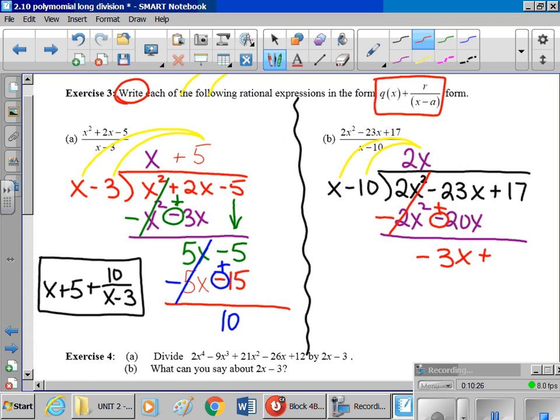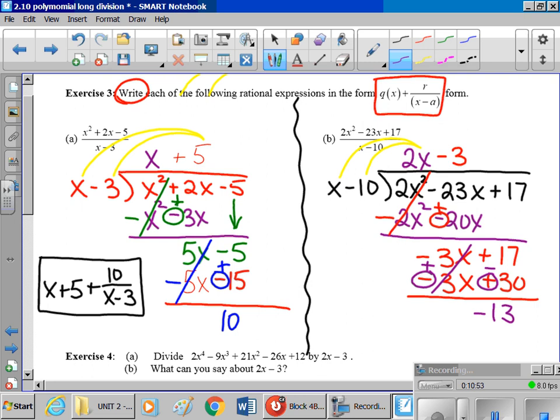Negative 3x plus 17. Now I need to get a negative 3 here, so I'm going to multiply by negative 3. That's going to give me negative 3x plus 30. Make sure you go back and change your signs. So these cancel. Negative 30 plus 17 is negative 13.